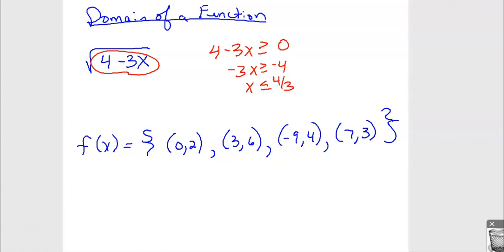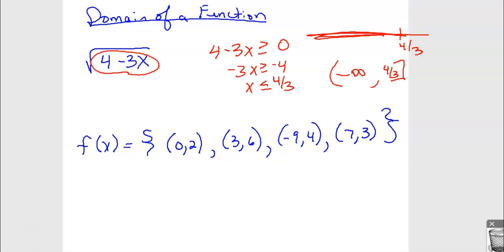So as long as x is less than or equal to 4/3, then it will be greater than or equal to 0. So as far as the number line, again, here's the 4/3, and less than or equal to is anything over here. So this would be 4/3 to negative infinity.